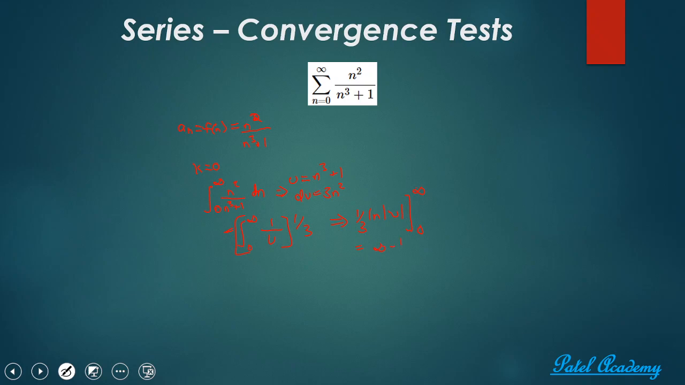Well, I mean, ln of 0 is also undefined. So we can just say that this does not exist. It's either indeterminate or it's infinity minus infinity, which doesn't exist. And so what do we get then? Well, because the integral doesn't exist, we can also say it's divergent. And so that means that the series is divergent, once again by the integral test.